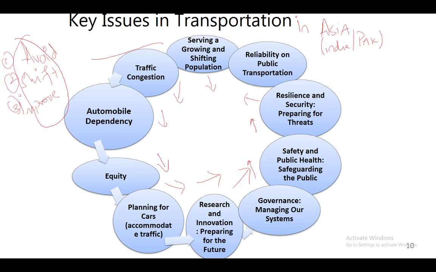A wide shift and improve is a term which was first introduced in Germany, through which they were pulling people from their own cars, and then they were trying to improve their local public transport according to the public need or public demand.